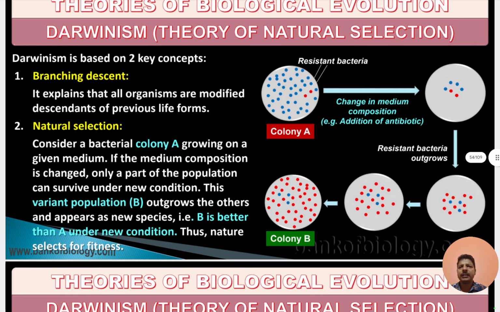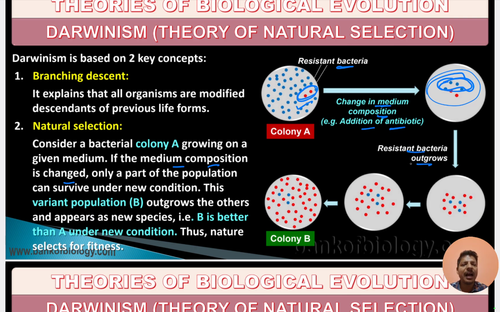Next, natural selection. Here, consider a bacterial colony A. Example, we have already seen in the NCERT. It is a colony A. Here there are two resistant bacteria like this, growing on a given medium. If the medium composition is changed, only a part of this population can survive under the new condition. Here the medium is changed, that is, addition of antibiotic, so only some survive and others will be dead.